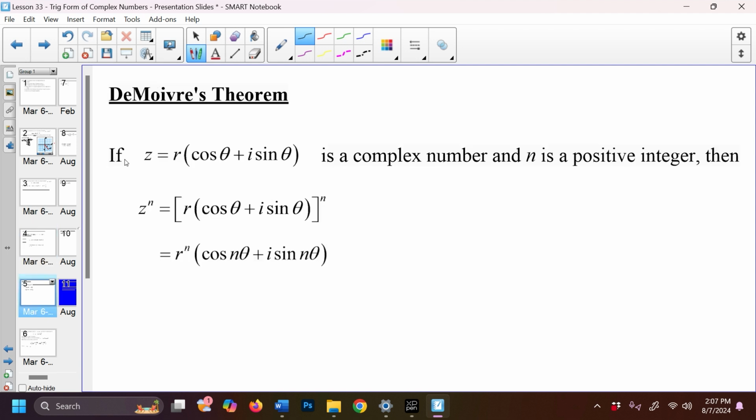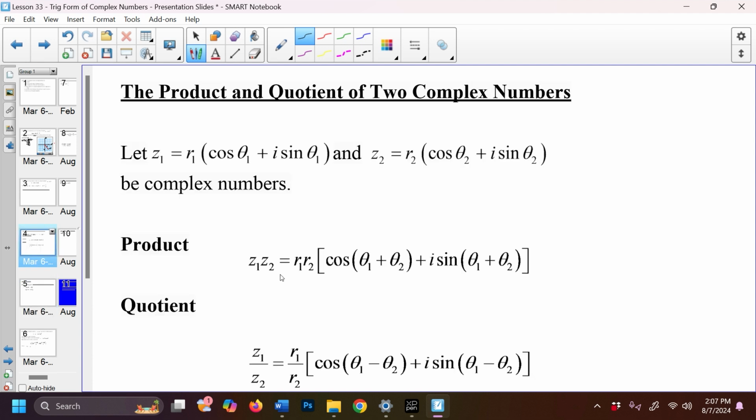And then De Moivre's theorem: if z is equal to r times the quantity cosine theta plus i sine theta, which is a complex number, and n is a positive integer, then z to the nth power is equal to r times the quantity cosine theta plus i sine theta, all to the nth power. When I bring this down, it will be r to the nth times the quantity cosine of n theta plus i sine n theta. Now, this is just an extension of the product rule, so when I multiply by itself n times, I'm multiplying these together n times, hence r to the nth.